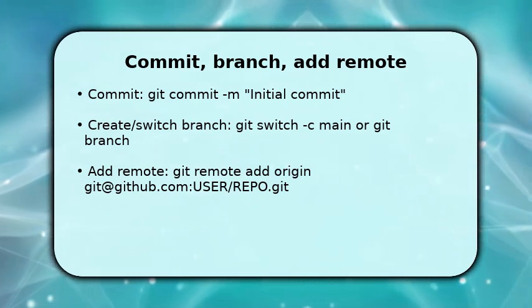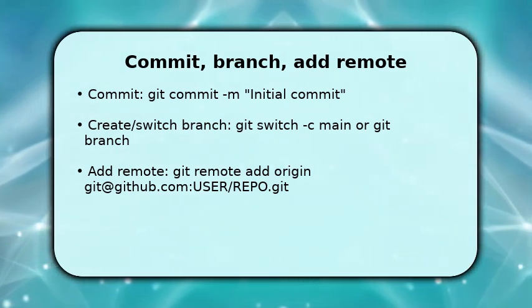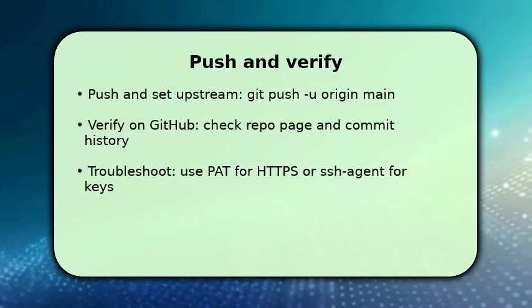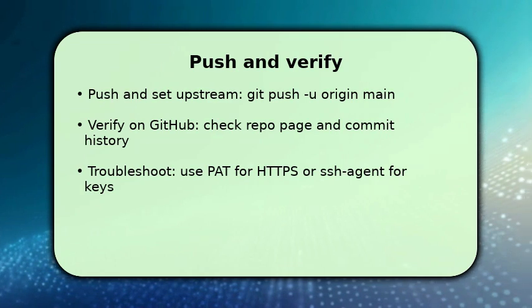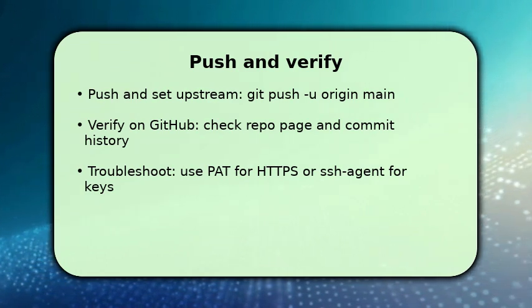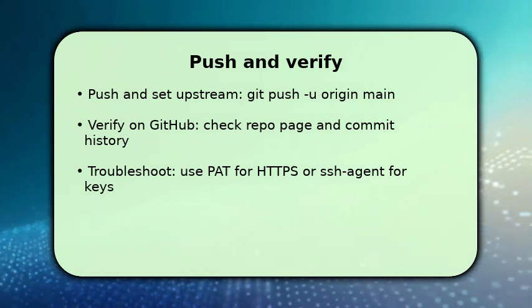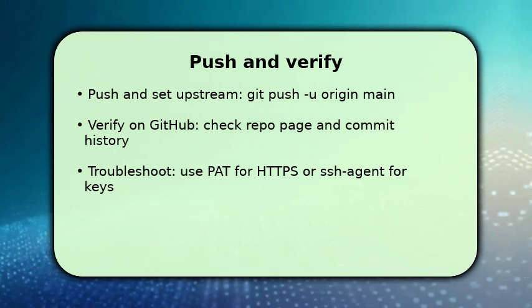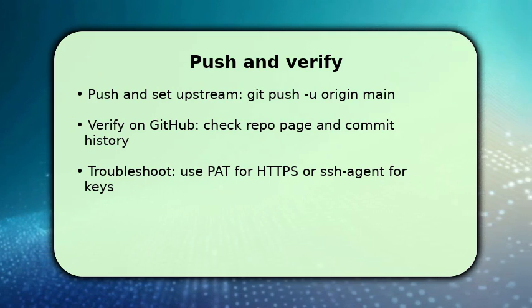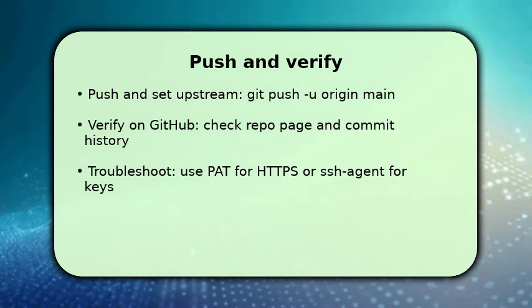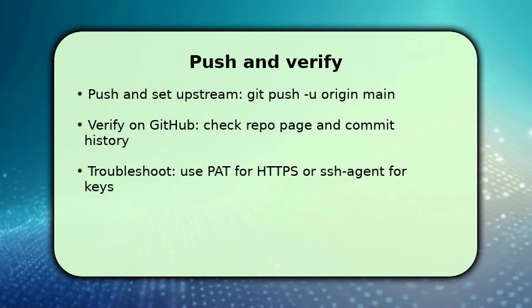You finalize by pushing your branch to GitHub with git push -u origin main, which sets the upstream so future git push is simple. Once pushed, open the repository page on GitHub and confirm your README and commits appear. This verifies remote synchronization. If you plan collaboration, create a branch and open a pull request.